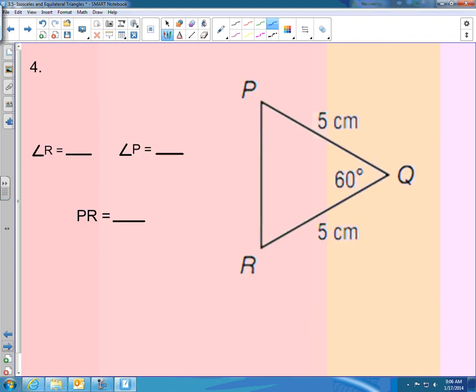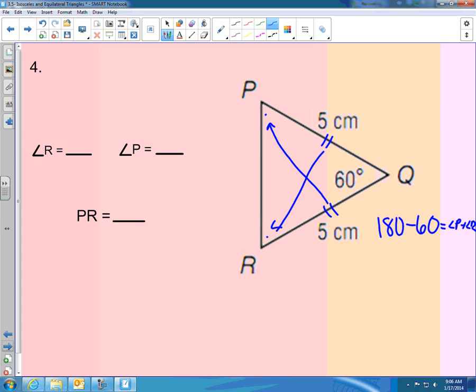All right, so looking here at number 4, we see that one of the angles is 60. Now that does not guarantee that angle P and angle R are also 60. But what helps us with that is we have two sides here that are congruent, so we know their opposite angles are also congruent. So if we take 180 minus 60, that tells us how much angle P and angle R together are.